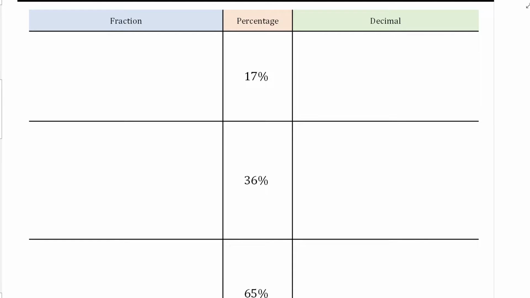All right, let's go through a few more examples here, and you might like to pause the video and see if you can get it right and then check your answer.